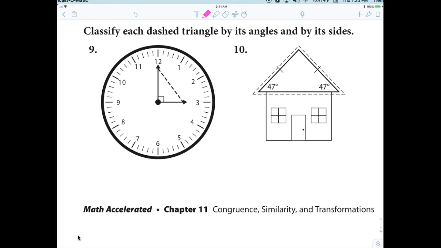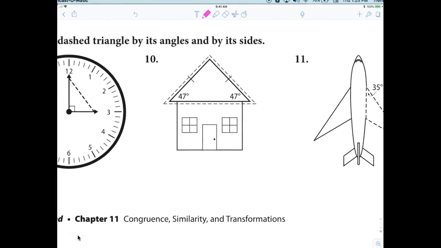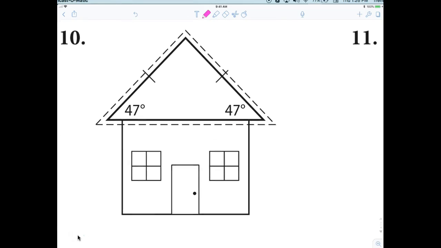All right, so now let's look at question number 10. Right off the bat, I know it is isosceles because they tell me two sides are equal. And they're all acute. How do I know it's acute, though? How do I know they're all less than 90? You add up 47 and 47 and subtract from 180. So what's the missing angle? 86. The missing angle was 86 degrees.